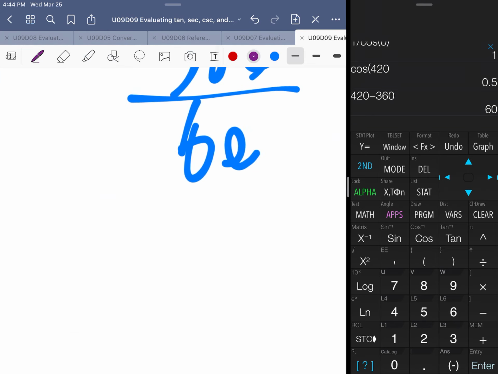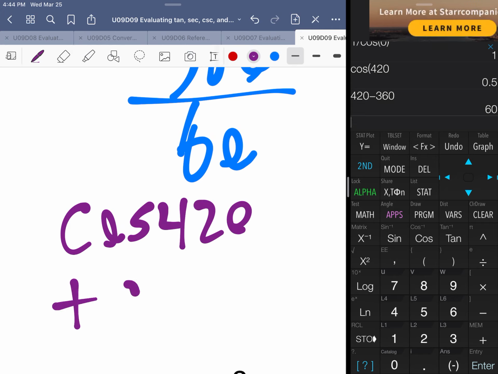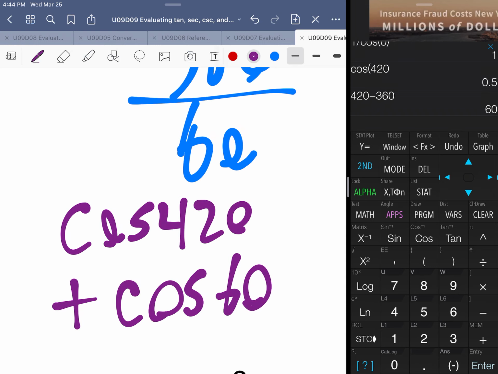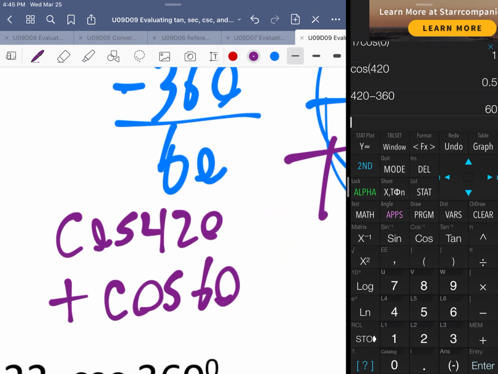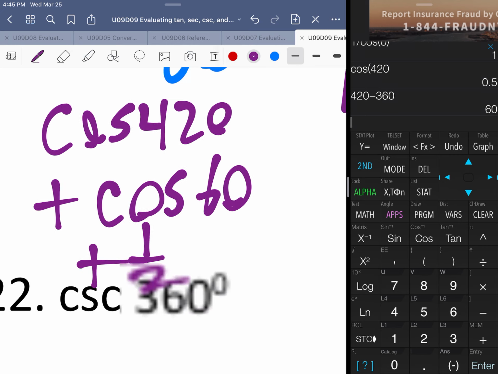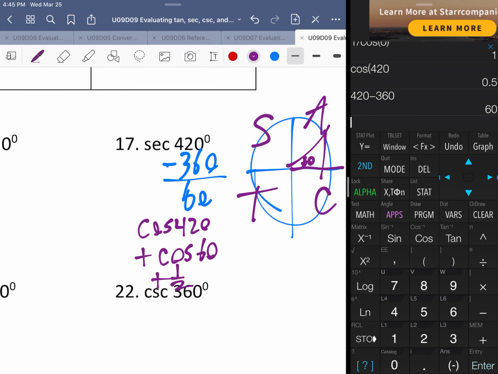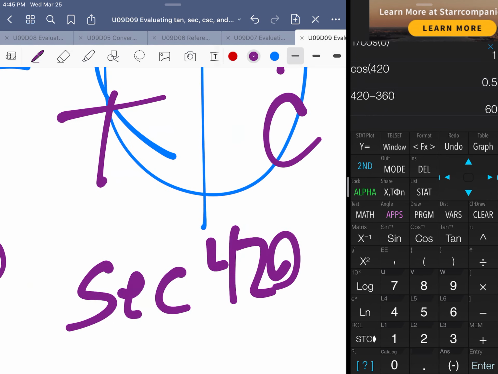So we're going to look at cosine of 420 because that's the reciprocal of secant. That's going to be equal to positive cosine of 60, because cosine is positive in quadrant 1, because All Students Take Calculus. So cosine is one of the All. So that's positive. The cosine of 60 is a half. And then to find the reciprocal, we flip that over. So the secant of 420 should be equal to 1/2 flipped over, which is 2.